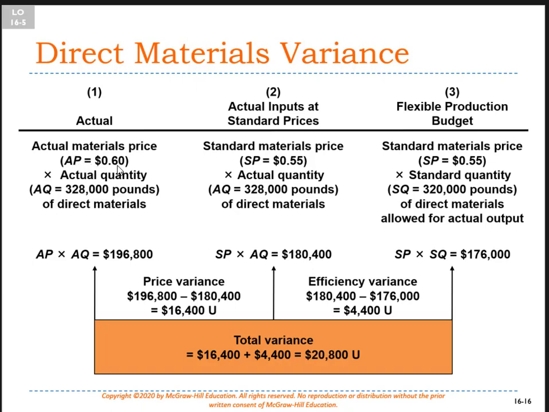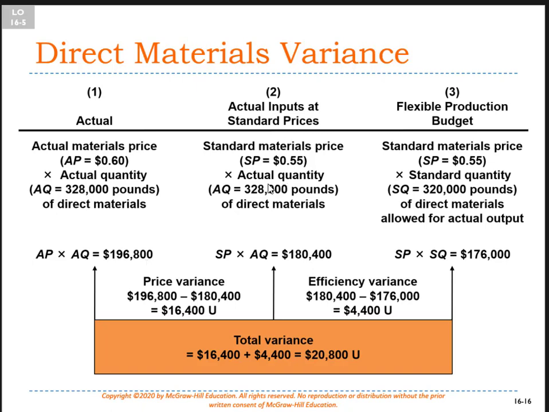The actual price we paid for our materials was 60 cents. Okay, we bought 328 pounds. So we multiply those together, 60 times 328, and we get 196,800.